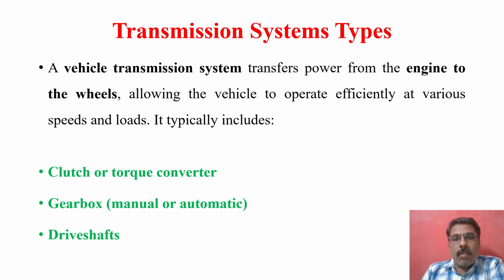In the transmission system, there are different types used to transmit the power from the source to the driven system, either by means of clutch, gearbox, or drive shafts. Today we are going to discuss these three transmission devices, and we are going to concentrate on the clutch devices used in automotive systems.